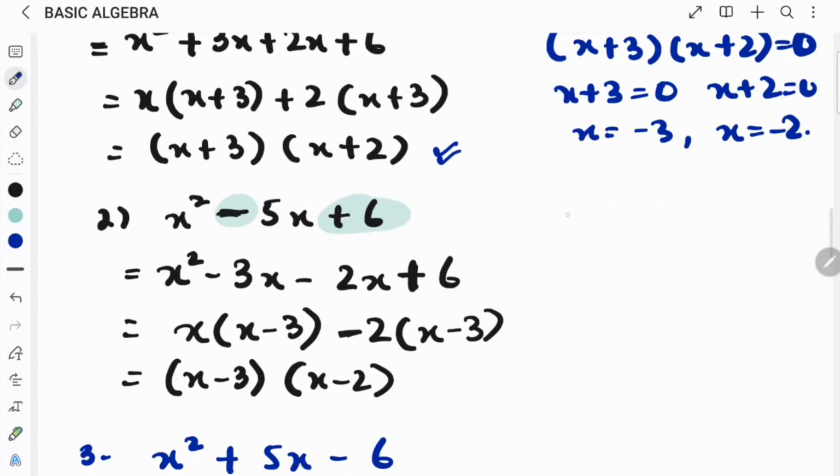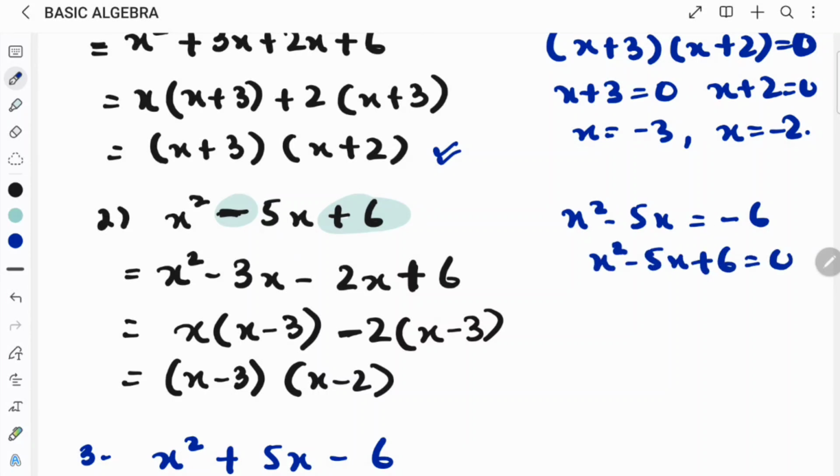For example, if you have this question, x square minus 5x equals to minus 6. So what do we do? X square minus 5x plus 6 equals to 0. I made the same question. So remember, equals to 0 is a must. Like if you are taking the quadratic formula, or if you are doing the factorization, you will have to make equals to 0. Remember, if you don't take it, then you cannot get the answer correct. So the same thing, x square minus 5x plus 6 equals to 0, then you will get this answer, x minus 3 and x minus 2.